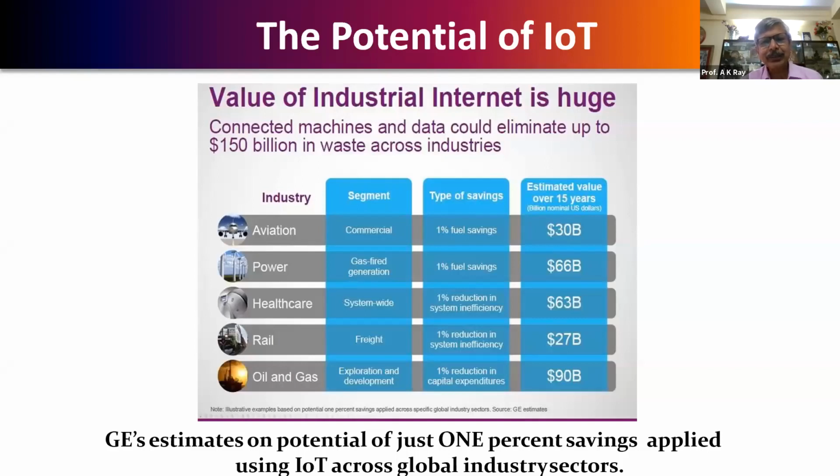Power sector, 66 billion. Oil and gas, after implementation of IoT, will have 90 billion dollars of capital expenses saved. So the government, the industries, the society as such will have to, today or tomorrow, implement IoT in a very big way, because this is the technology of today and tomorrow.